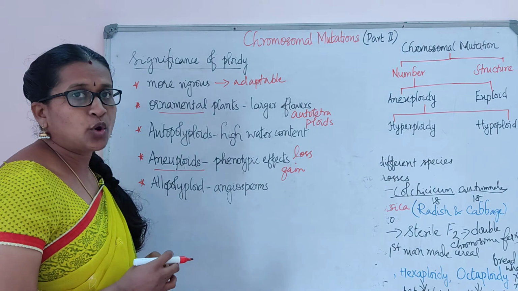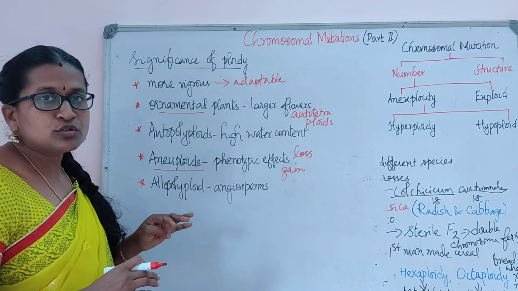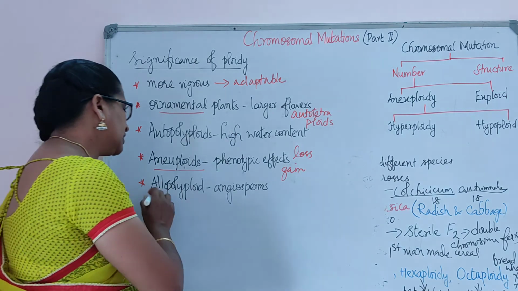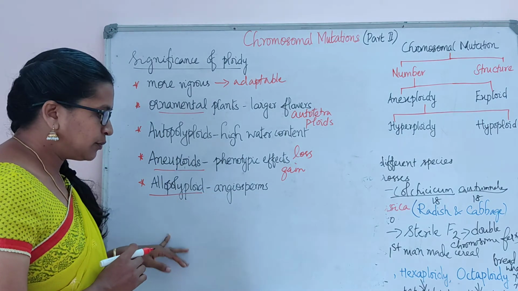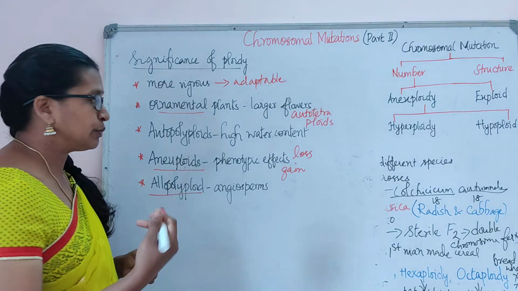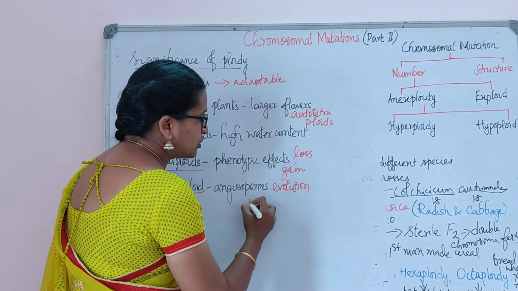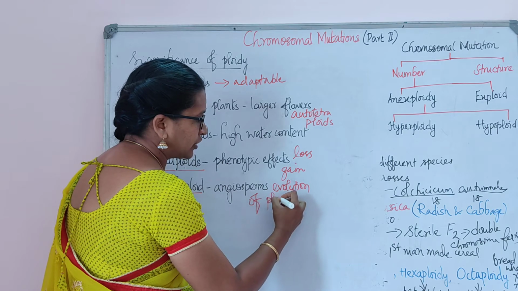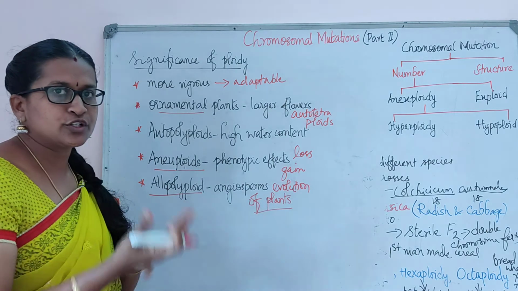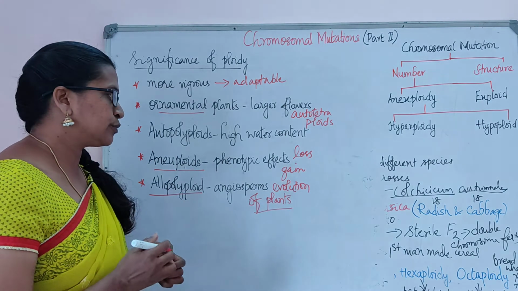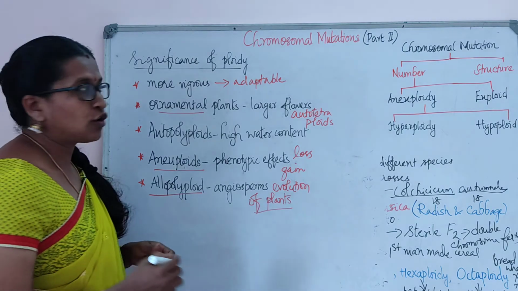So next is alloploidy. This allopolyploidy plays a very important role in angiosperms. Most of the angiosperms exhibit allopolyploidy. Why allopolyploidy? This helps in the evolution of plants, which is very important for the environment also, so that the development of new species may occur. So this is the significance of ploidy.